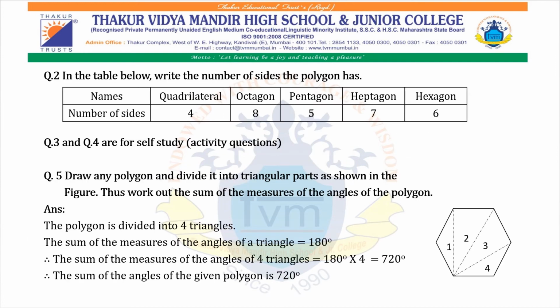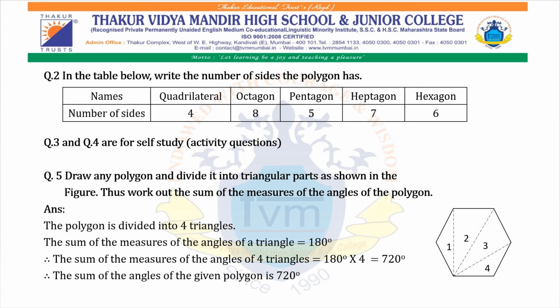Question 2. In the table below, write the number of sides the polygon has. Quadrilateral, number of sides 4; octagon, number of sides 8; pentagon, number of sides 5; heptagon, number of sides 7; and hexagon, number of sides 6. Question 3 and question 4 are given for self-study as they are activity questions.